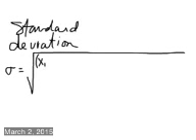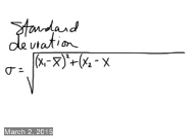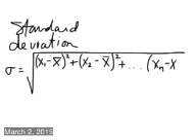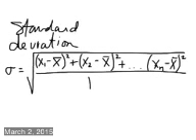We've got x1 minus x bar squared plus x2 minus x bar squared plus, up to xn minus x bar squared, all divided by n. I want you to notice that the n is underneath the square root. That is important.